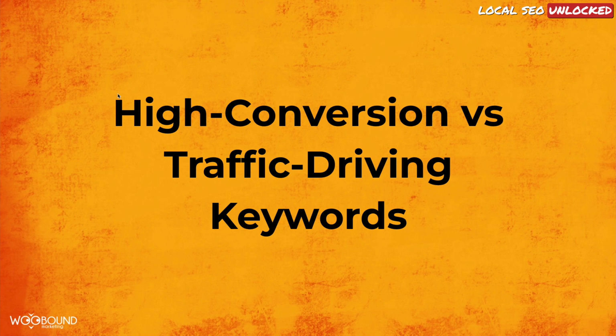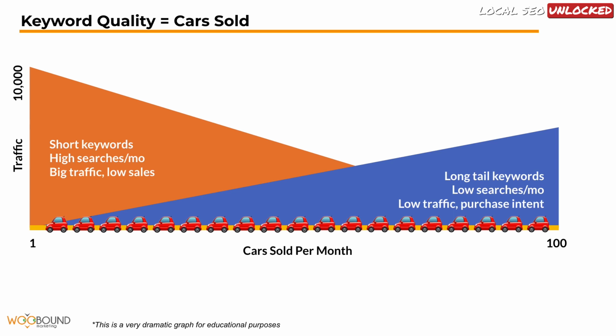And I want to dig a little bit deeper and show you how we tackle this, how we attack the traffic generating keywords versus the high conversion keywords. So I wanted to simplify, how do I explain this, right? How do we identify these keywords? On the orange side, on this side right here, we have the keywords that are going to be short. They're probably going to have very high search volume per month. And they're going to drive tons of traffic. I mean, we're talking in the thousands to your website.